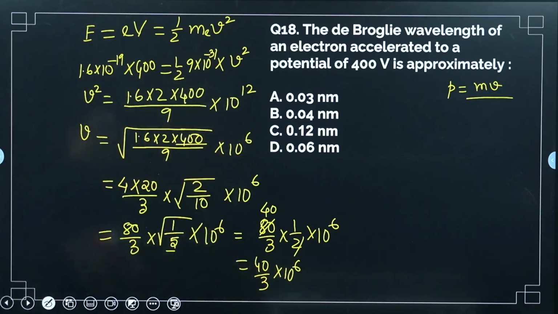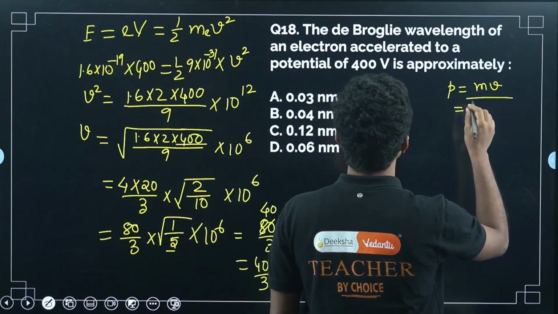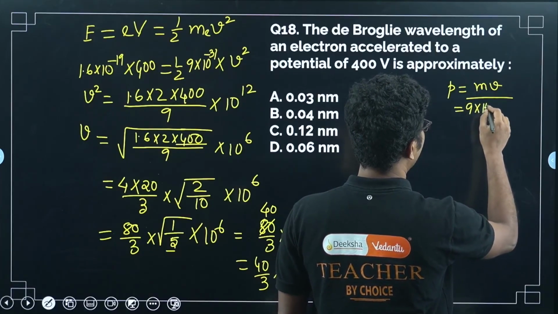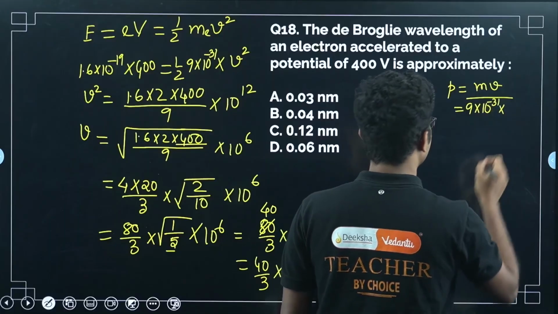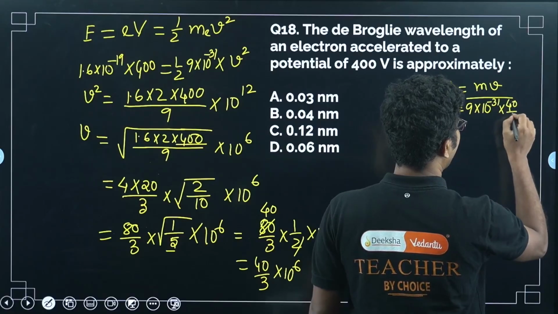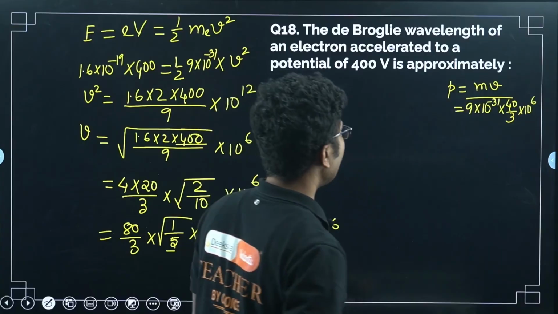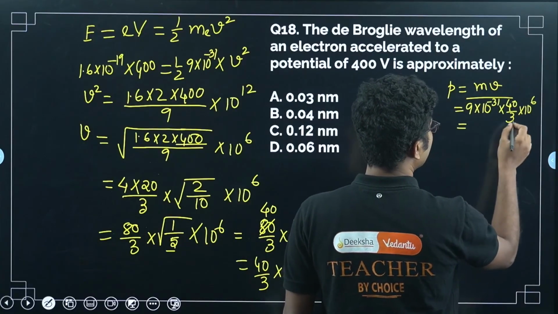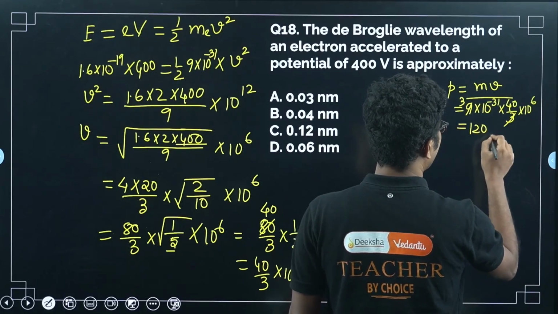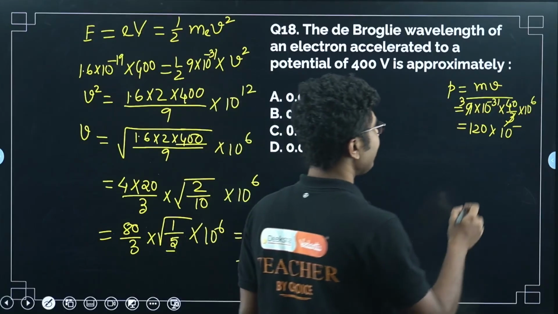So you have calculated V. Now what is mV? Again, m is 9 times 10 to the power of minus 31, times V, which is coming out to be 40 by 3 times 10 to the power of 6, right? So this is the mV. So 3 cancels, 3 4s are 120 times 10 to the power of minus 31 plus 6, minus 25.